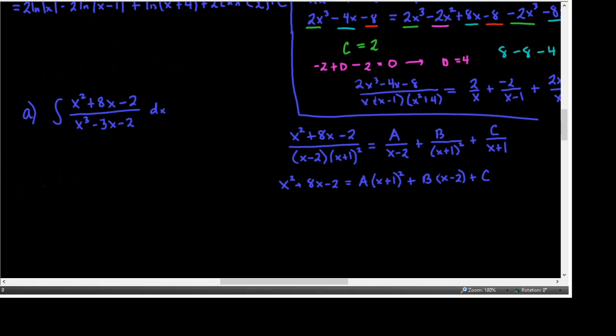And c times x minus 2 times the one x plus 1 that did not cancel. One of them did, the other one's still there. And so x squared plus 8x minus 2.